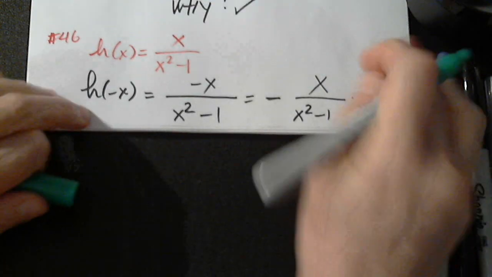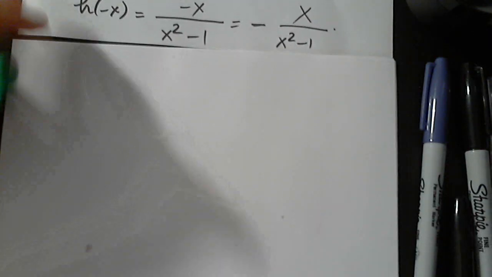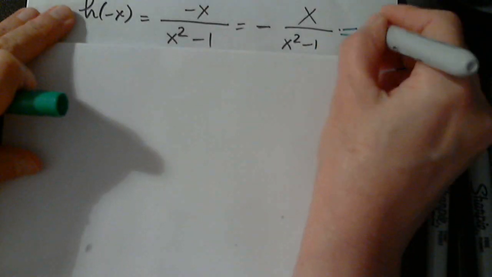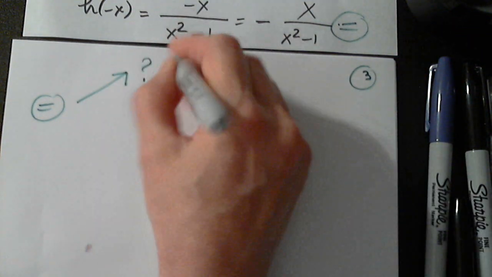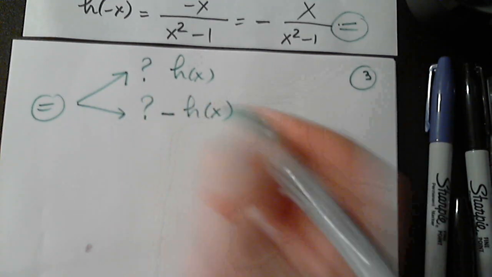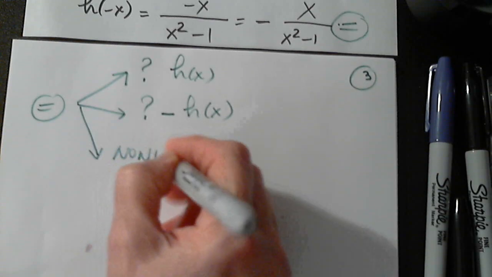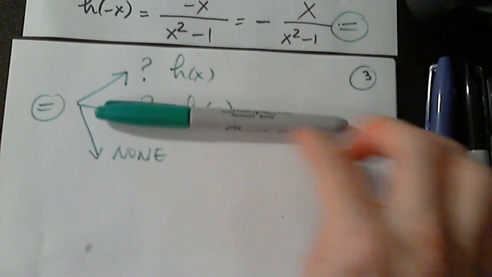So now I have 3 questions for myself. Let me move on to the next page. So here's what I'm asking myself. First question, does this equal h of x? Does this equal the opposite of h of x? Or none of the above? I can have yes only for one of those 3. There is no function that is odd and even at the same time except y equals 0.